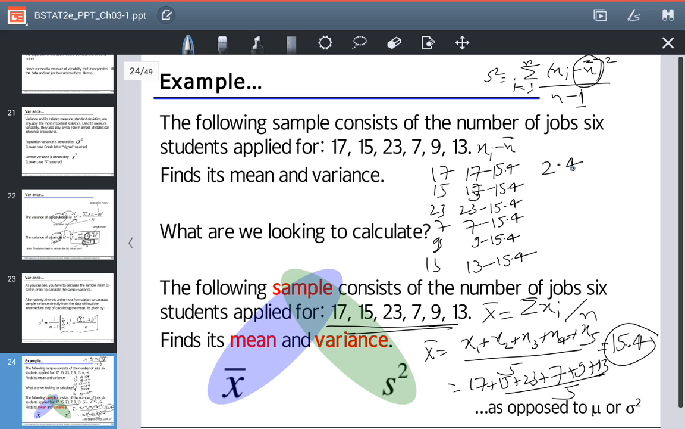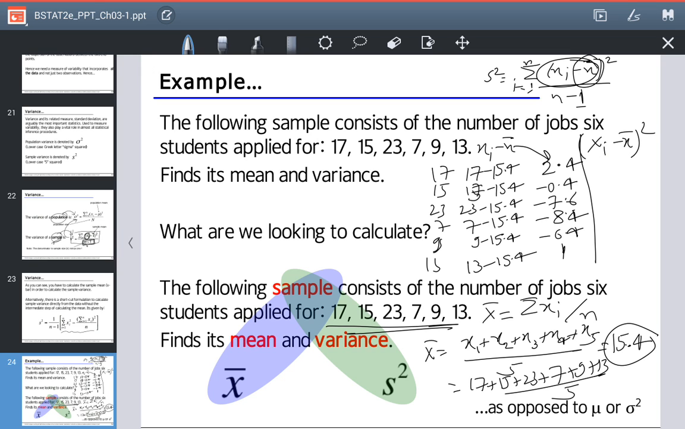I'll just do a few. So 1.6, minus 0.4. What is it? 6, 7. So minus 7.6. Minus 8.4, minus 6.4. So again, I might be wrong, so check me on this. Once you get that, this is your xi minus x bar. Now you've done this xi minus x bar, you find xi minus x bar whole square. So you square that thing.